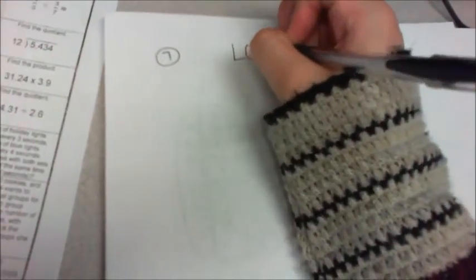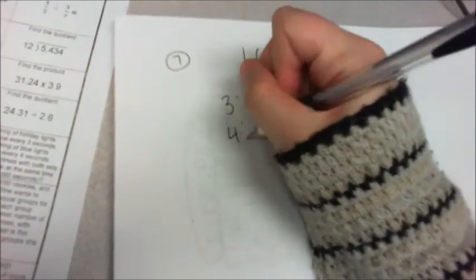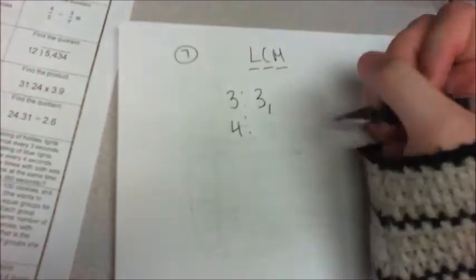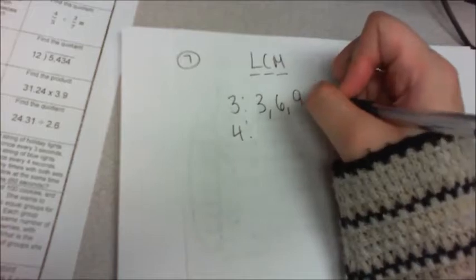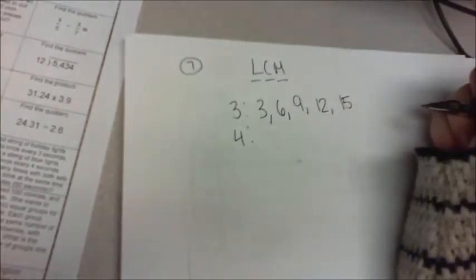Number 7 is what is the least common multiple of 3 and 4? So LCM, least common multiple. Multiples are our answers or our products in multiplication. So let's list out our multiplication times tables for 3 and 4. 3 times 1 is 3. 3 times 2 is 6. 3 times 3 is 9. 3 times 4 is 12. 3 times 5 is 15.